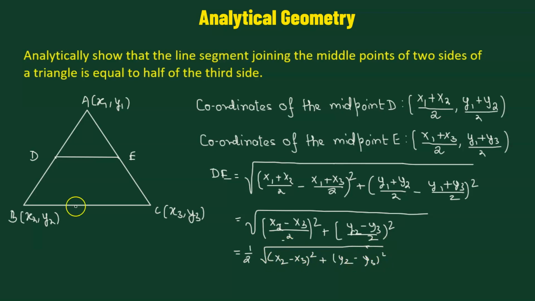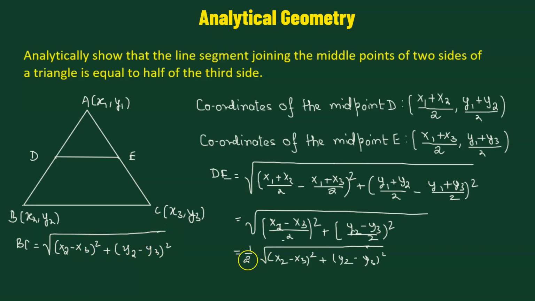Now coming to the diagram, if we consider the endpoints B and C, B has the coordinates x2, y2, and C has the coordinates x3, y3. Now clearly, what's BC here? If we apply the distance formula, we take the square root, and underneath it we have the difference of the x coordinates, x2 minus x3, squared, added to the square of the difference of the y coordinates, y2 minus y3 squared.